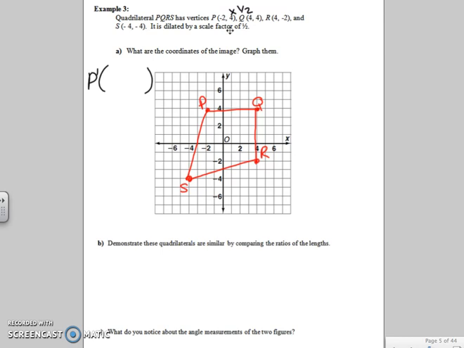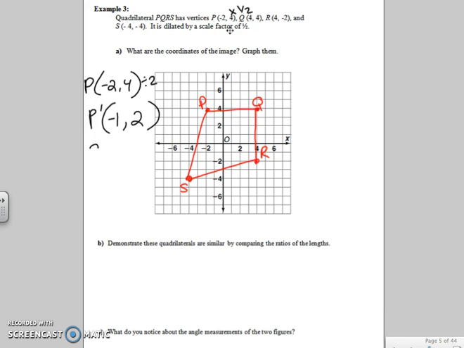So if P is at -2, 4, I'm going to divide everything by 2. So my new P image is going to be -1, 2. That's my new P prime.